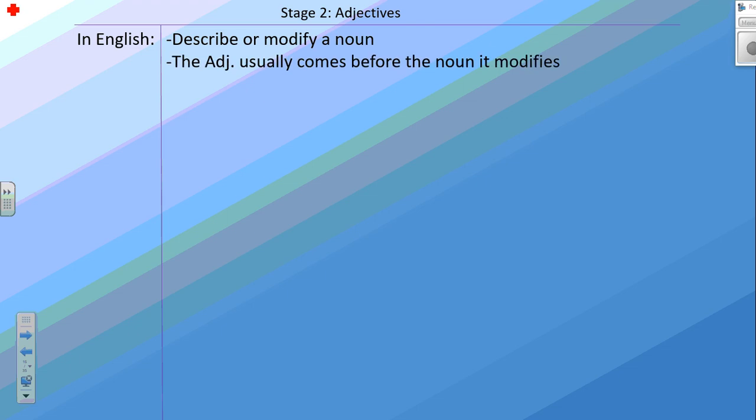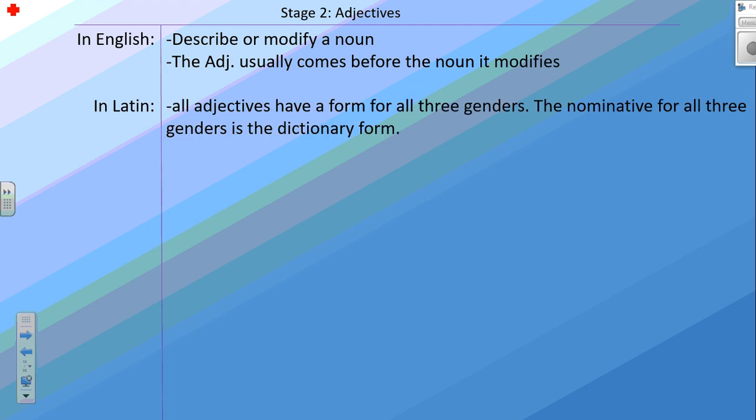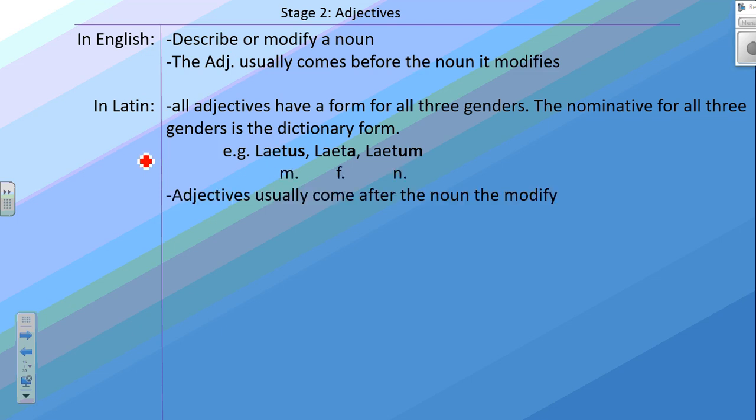In English, the adjective usually comes before the noun it modifies, the brown dog. In Latin, all adjectives have a form for all three genders, masculine, feminine, and neuter, and the nominative for all three of these is the dictionary form. So, for example, happy, laetus, laeta, laetum, has the masculine laetus, the feminine laeta, and the neuter laetum nominative form in it.